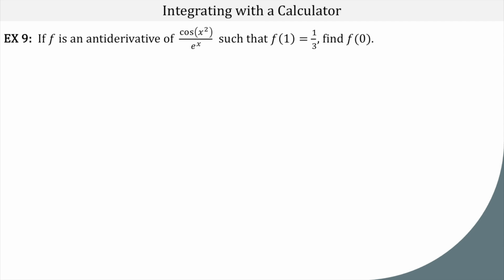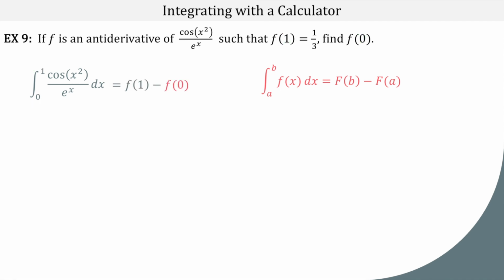Oh, I like this problem. If f is an antiderivative of cosine x squared over e to the x such that f of 1 is 1/3, find f of 0. Now the key to unlocking this problem is remembering the fundamental theorem of calculus. So let me set this up for you. Our bounds are 0 to 1, okay? So the area under the curve from 0 to 1 of cosine x squared over e to the x equals f of 1 minus f of 0.